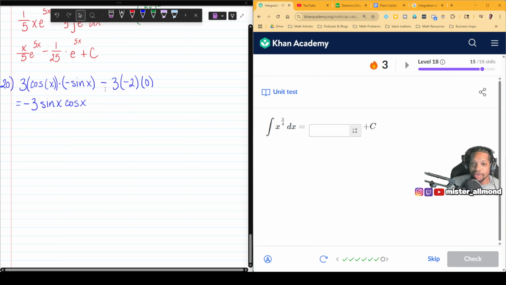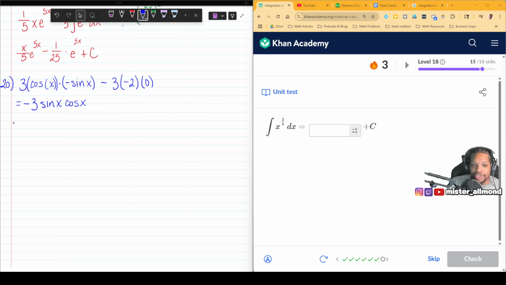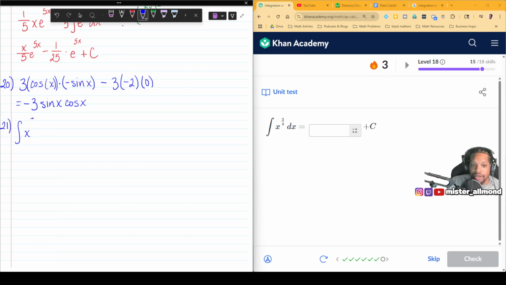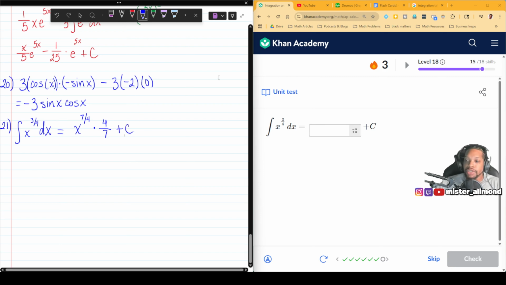Well, we are moving right along. This is a lot of questions. 34 is a lot. Okay. Integral. This one should be super easy though. Reverse power rule. X to the power of 3/4 dx. I can use this rule by adding 1 to the exponent. So 3/4 plus 4/4 would be 7/4. I would divide by 7/4, which is the same thing as multiplying by 4/7. Don't forget my plus c. And that should be it for that one.